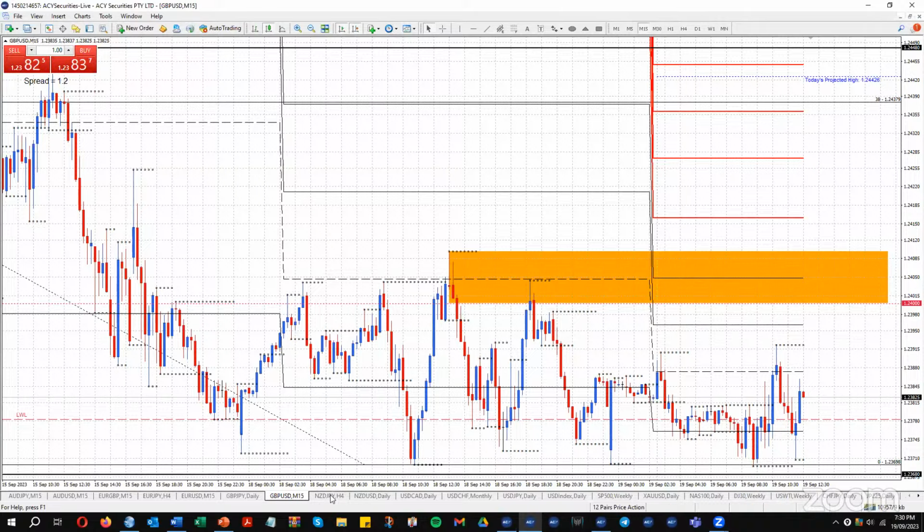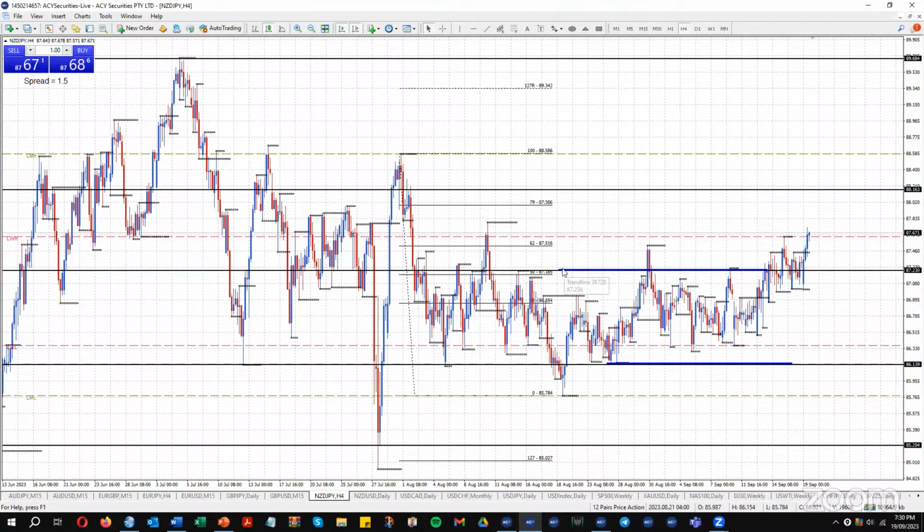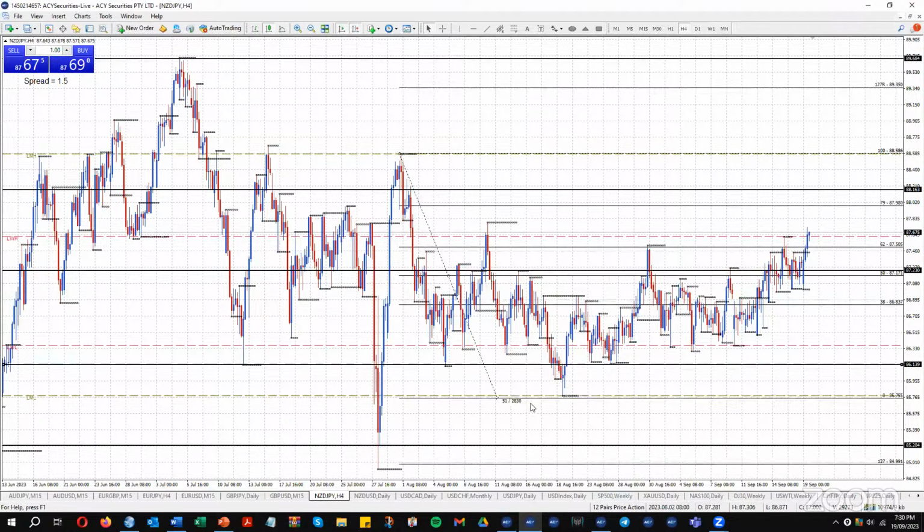All right, getting to New Zealand yen. It has been moving up a little bit like the Aussie yen, and I just want to tie things off. It has just started to break out of that range that it was holding in. And I'm just monitoring, like, this is the monthly range here on my 4-hour chart.